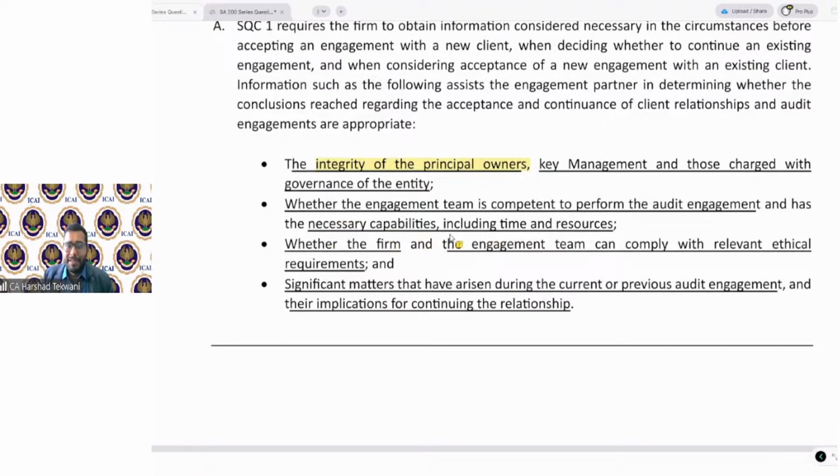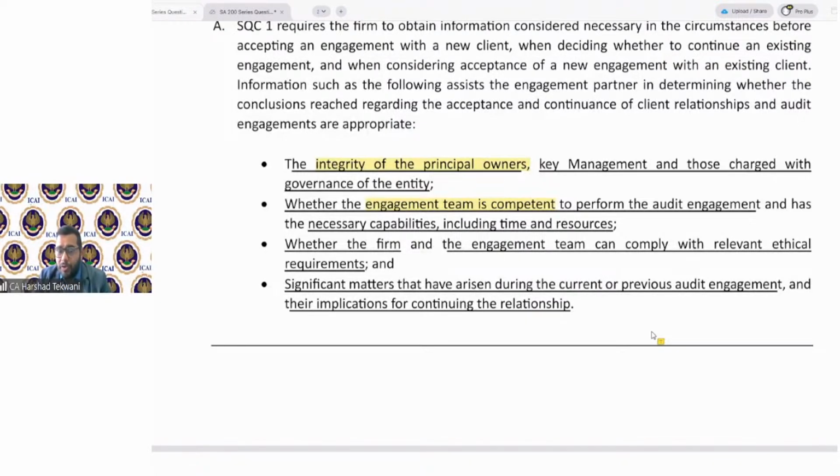Second, whether the engagement team is competent to perform the audit engagement. Now, why are we looking at the engagement team? Reason because at times there could be a scenario that the engagement team might not have necessary capabilities or skills required to deliver the audit. Let's say, for example, you have been entrusted with the audit of a listed company which is having turnover of, let's say, 1,000 crores, or lakh crores, like this way.